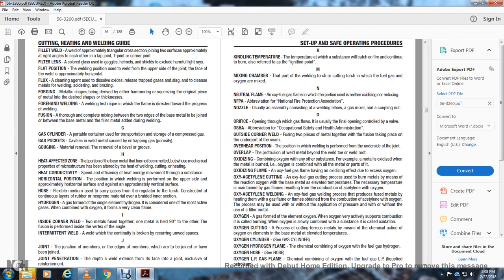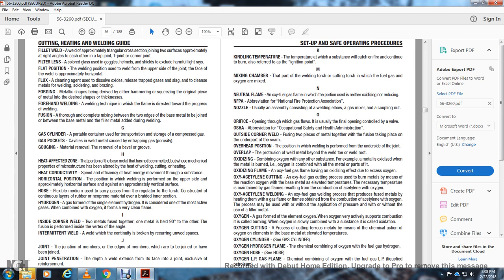H: heat affected zone. The portion of the base metal that has not been melted but whose mechanical properties or microstructure have been affected by the heating of the weld, cutting, or heating. Heat conductivity: the speed and efficiency with which heat energy moves through a substance. Horizontal position: the position in which welding is performed on the upper side of an approximately horizontal surface and against an approximately vertical surface.